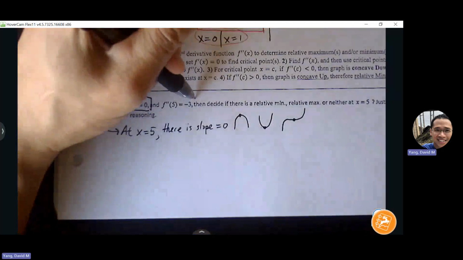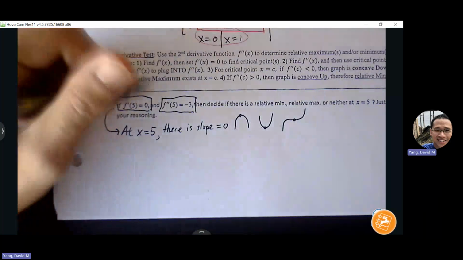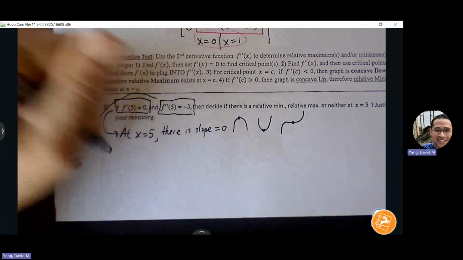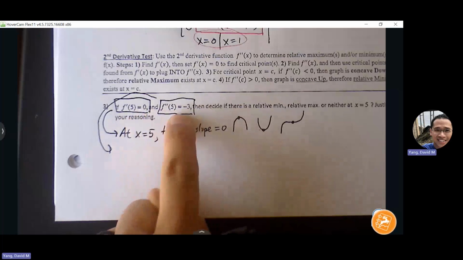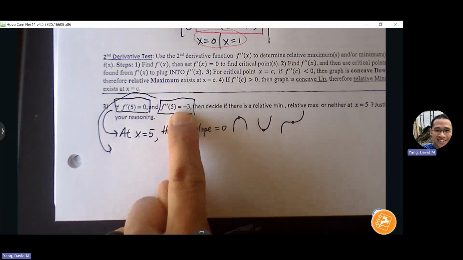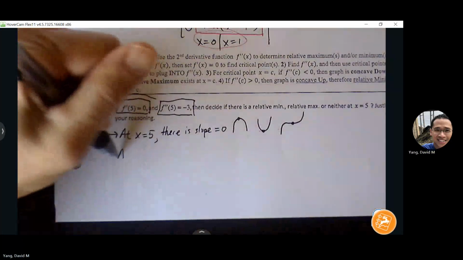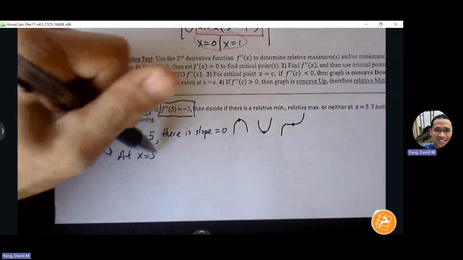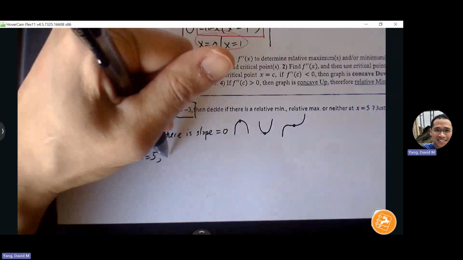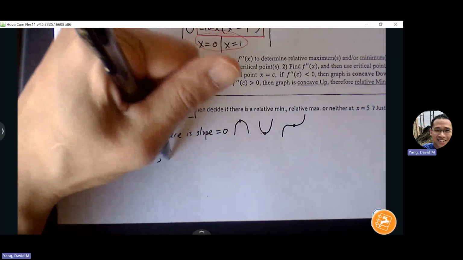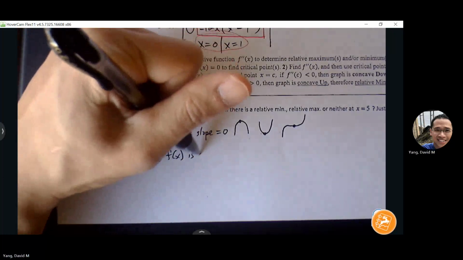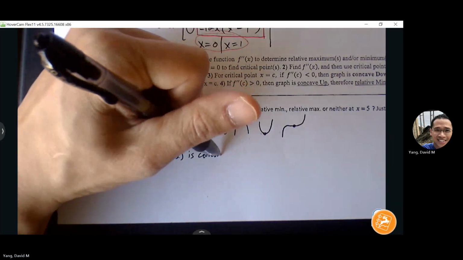Now, this second piece may give us more information and shed more light on what's happening. f double prime of 5 is equal to negative 3. Can you describe that same point? These are both describing the same point, but it's giving us a different set of information. What is this telling us about the graph? At x equals 5, my graph is concave down because my second derivative value is negative, right? So at x equals 5, my function is concave down.